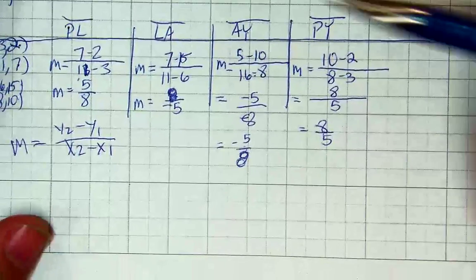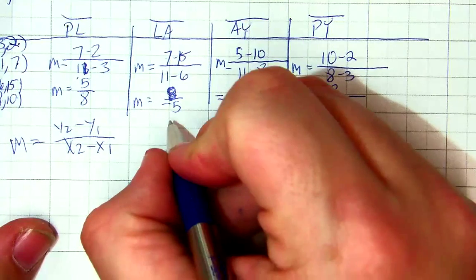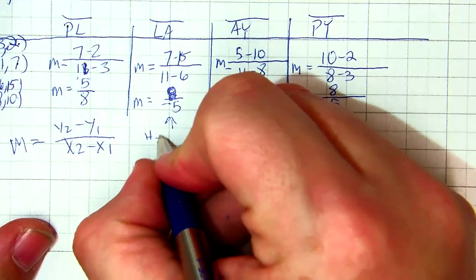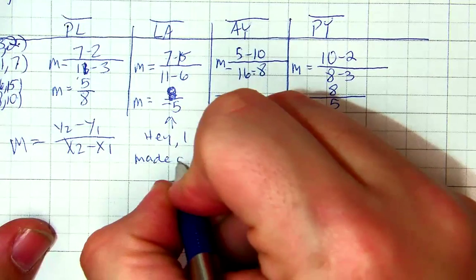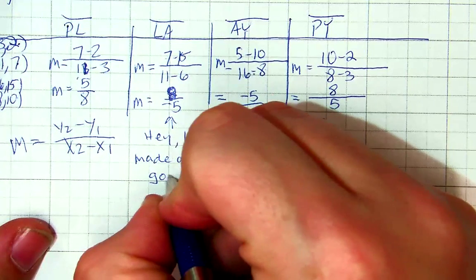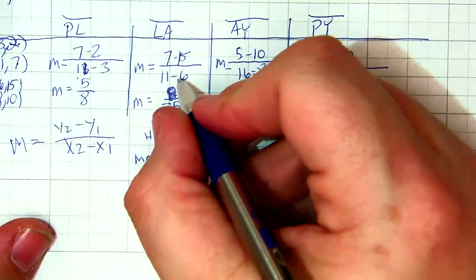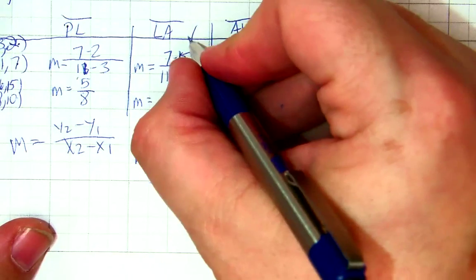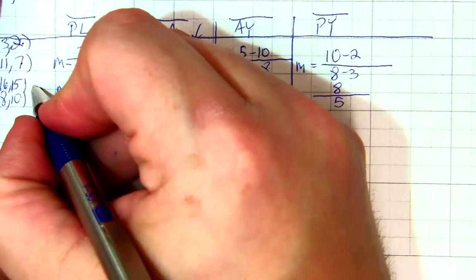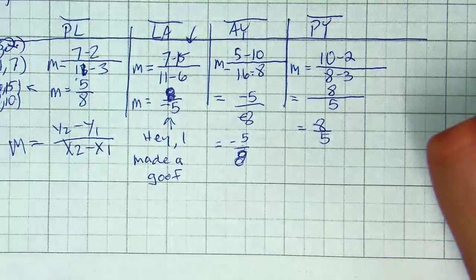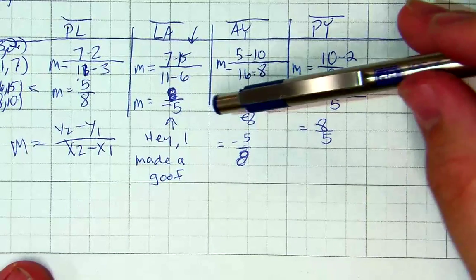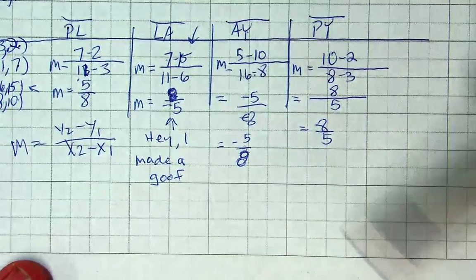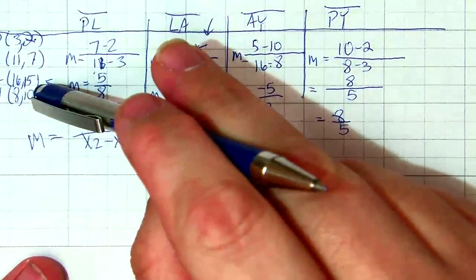So being able to take a look at that error and say, hey, I made a goof, and then go back and analyze what it was, and it was right there. It's probably because I was trying to do this video way too fast. But that's a good thing to see, that you have to be careful that you're using the correct points.